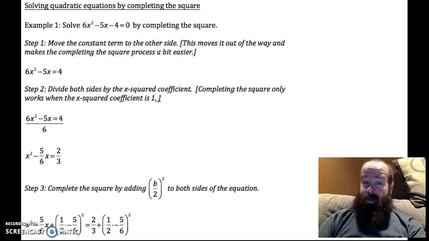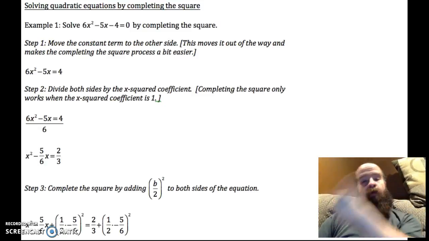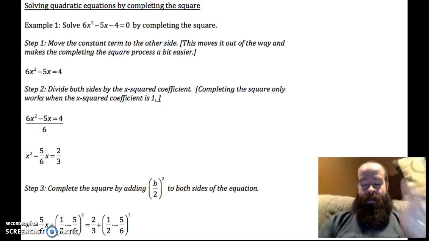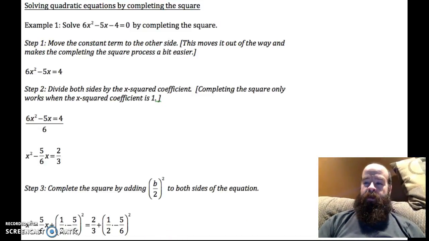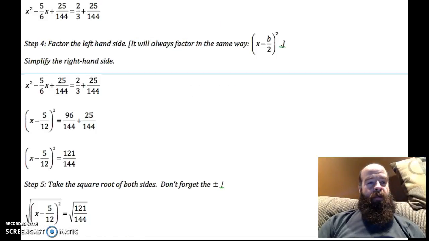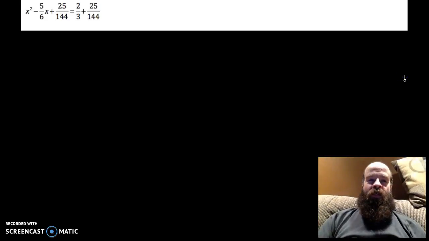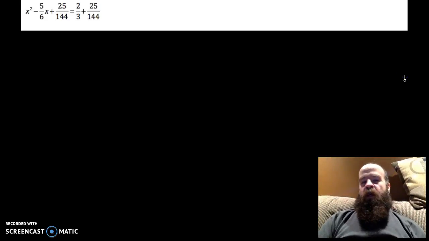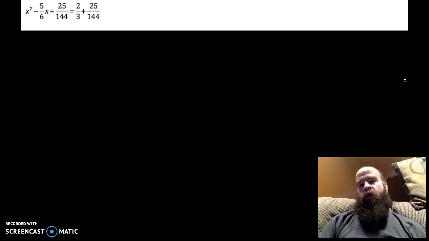I'm taking half of the x coefficient, which is negative b, and I'm squaring it. That's what I'm adding to complete the square, and I'm doing it to the other side to keep the equation balanced. So when I start simplifying this, that looks like this. Because half of negative 5/6 is negative 5/12. When you square that, you get positive 25 over 144.